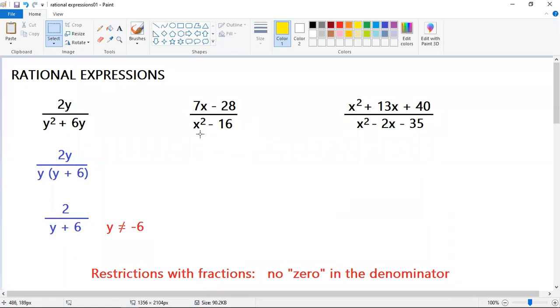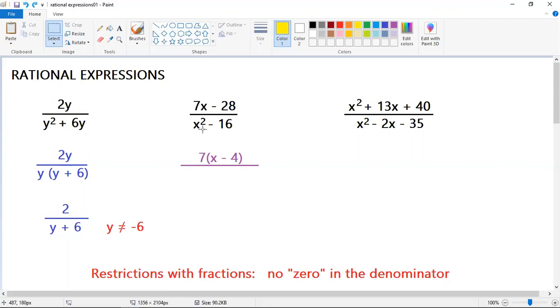7x minus 28 divided by x squared minus 16, and x squared plus 13x plus 40 divided by x squared minus 2x minus 35. The cue is to factor the polynomials so that we can find common factors which we can cancel out. Let us factor 7x minus 28. The common factor between 7 and 28 is 7. So we have 7 outside and x minus 4 inside the brackets.